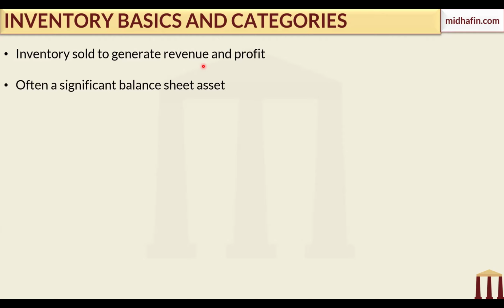It is actually a significant asset in the balance sheet, and most often it is, especially for manufacturing firms. For many companies like these, inventory is a significant asset because it ties up a lot of capital, right? A large amount of capital is tied to inventory. So it affects a lot of things. It affects your liquidity, your working capital, and your overall operational flexibility.